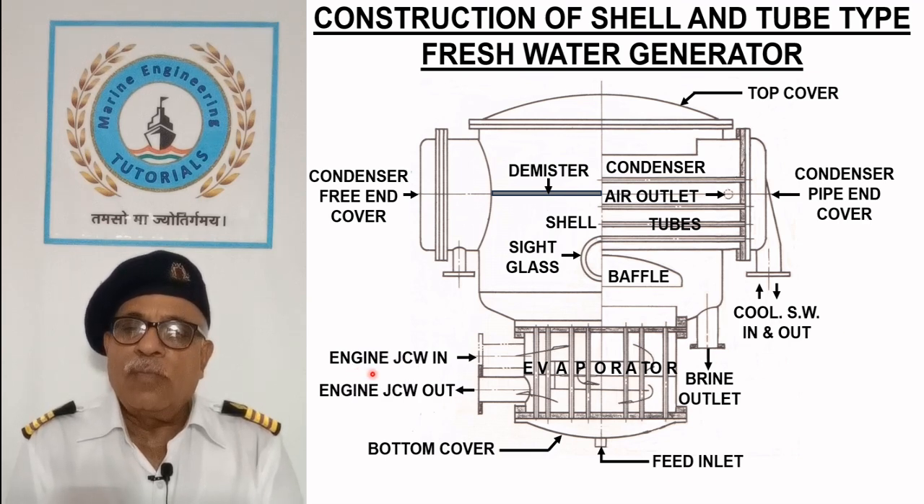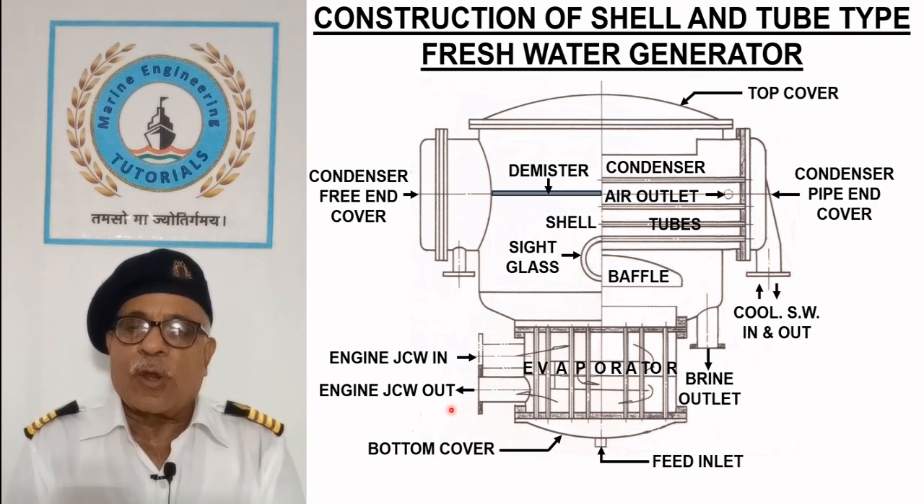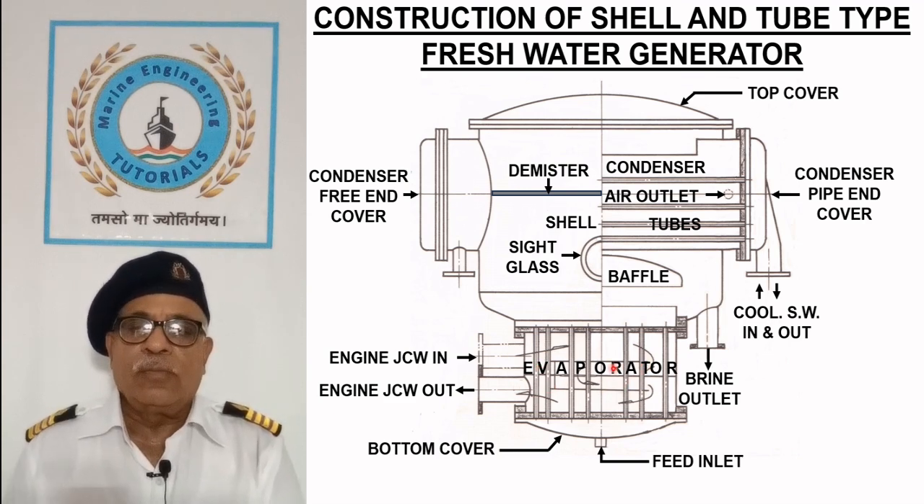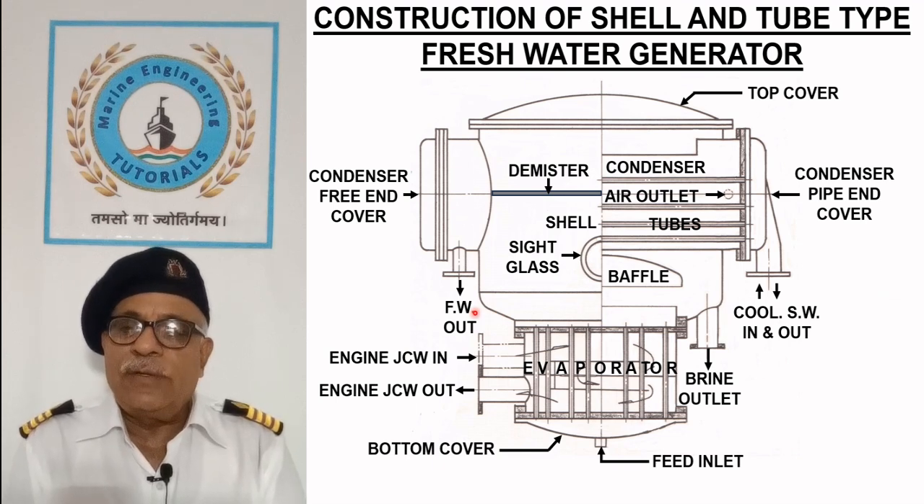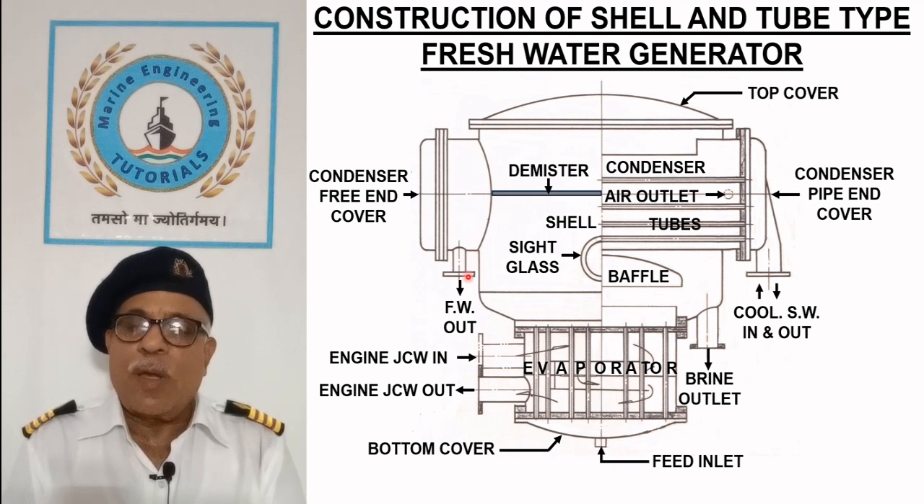Engine cooling water supplied to the evaporator shell through inlet and outlet connections is circulated around the tubes for heating the seawater. The baffle plates provided assist in uniform heat transfer. The condensate collected in the condenser shell is drawn by the distillate pump from the freshwater outlet connection.